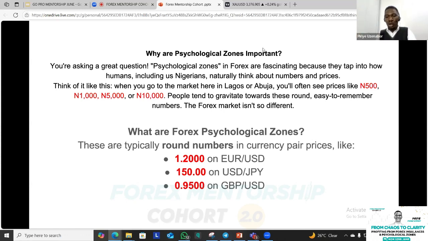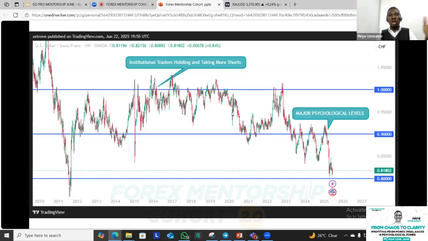Okay, so now I'm going to teach you practically how to draw this psychological level. This is an example of huge whole number psychological levels. You can see this is the USD CHF pair, and you can see all of these psychological levels that are gladly respected. You can see the psychological level 1.000.